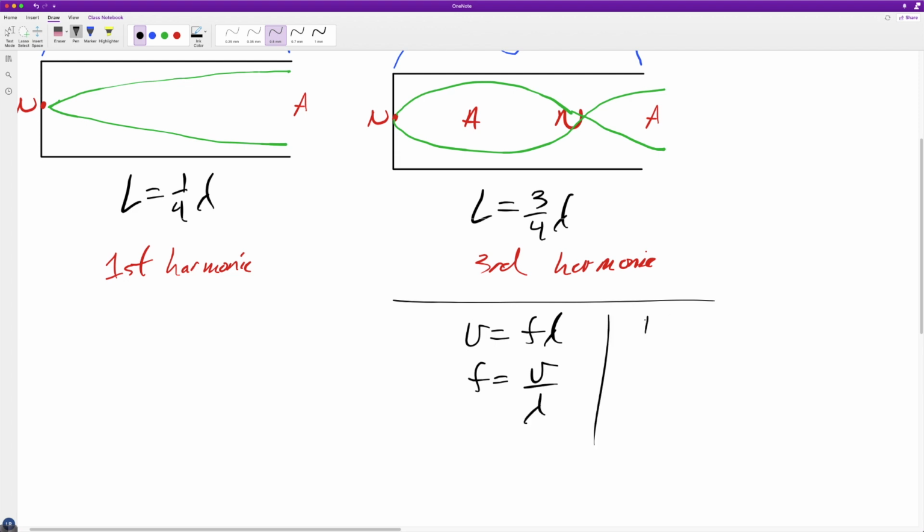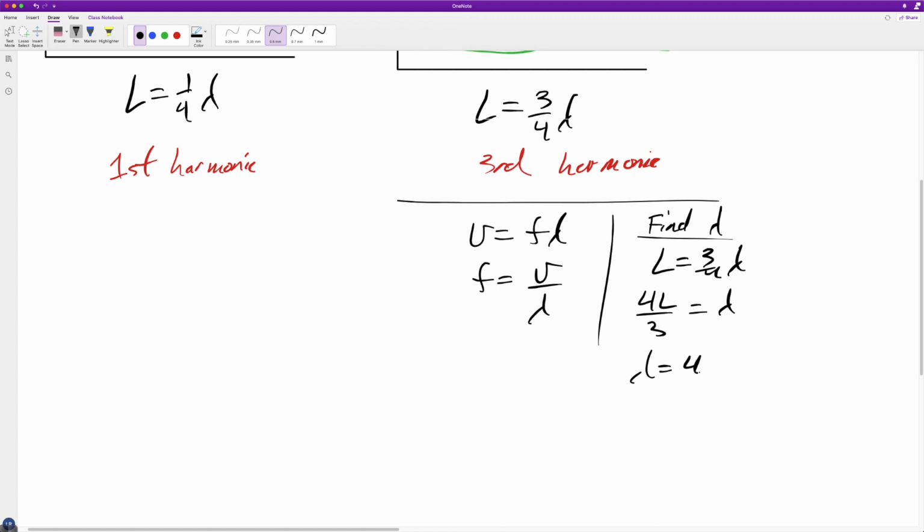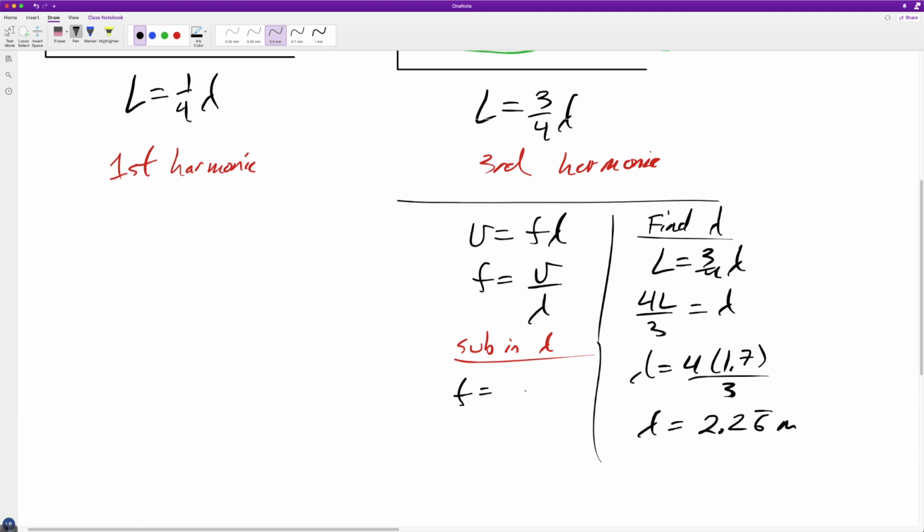All right, so we have to do a little aside to find our lambda. So our lambda is going to be based on this. So isolating, we're going to get 4 times L over 3 is equal to our lambda. So lambda is equal to 4 times 1.7 divided by 3. And that gives us 2.26 repeated meters. So when we substitute that in, we got F is equal to 340 divided by 2.26 repeated. And that works out to 150 hertz.